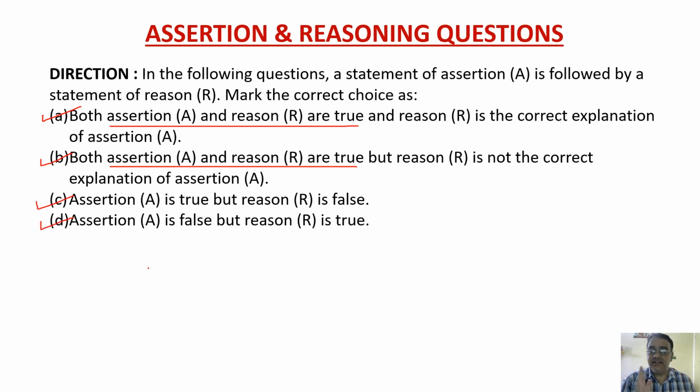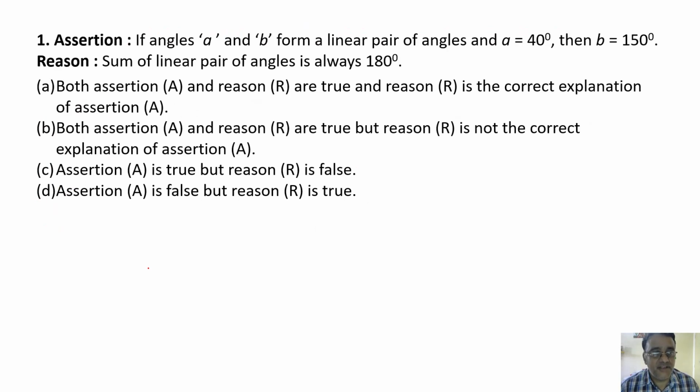Okay. The paper setter will not set any question where both are false. So otherwise we don't have that option. Okay. So let us start with the first question.